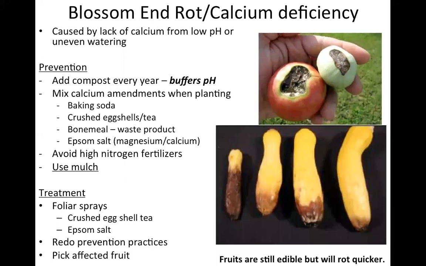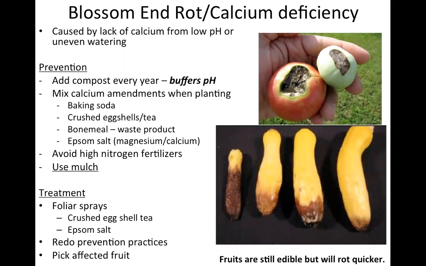Oftentimes your soil has calcium, but something's keeping the plant from soaking it up, and that most commonly is inconsistent watering. A lot of times you'll get really bad rain, and then it'll be dry for a while. One of the best things you can do to prevent this is mulch. Make sure your tomatoes and squash plants have an inch or two of mulch to keep the soil moisture consistent, which allows your roots to soak up the nutrients they need.